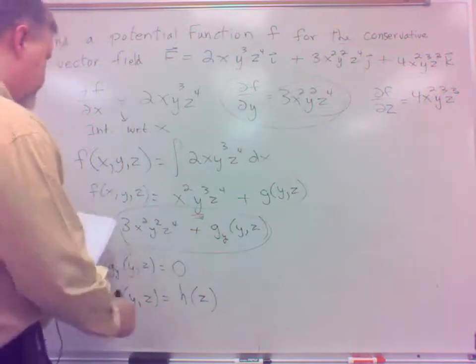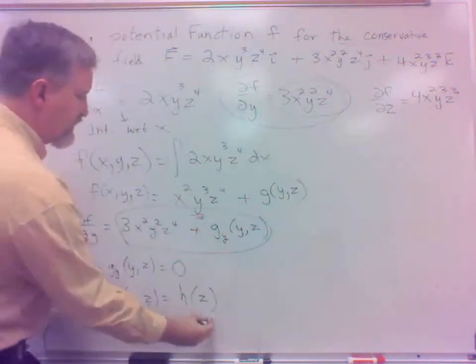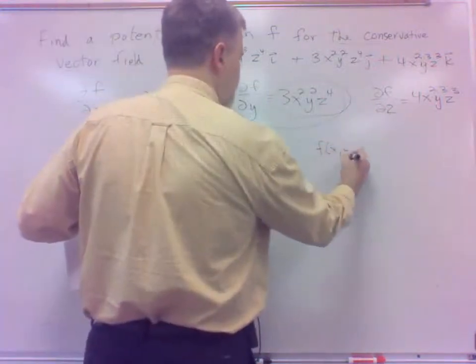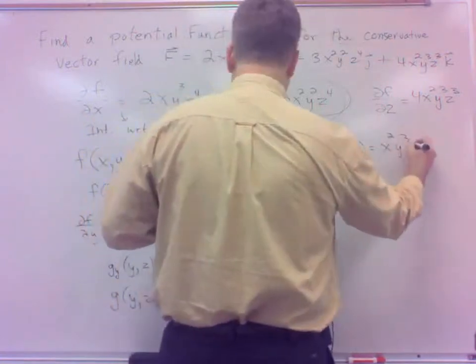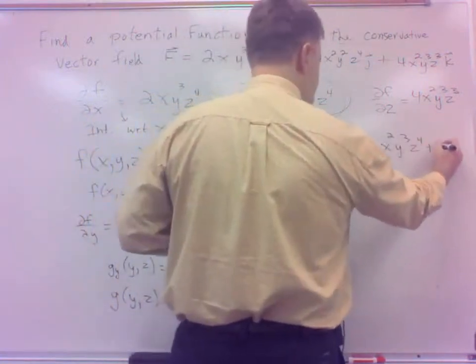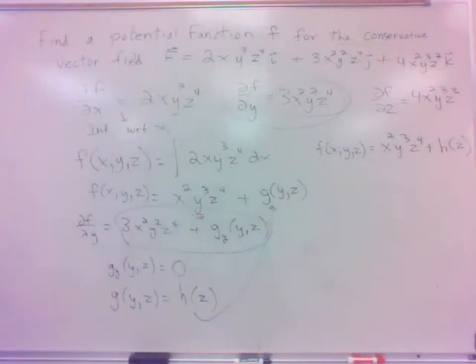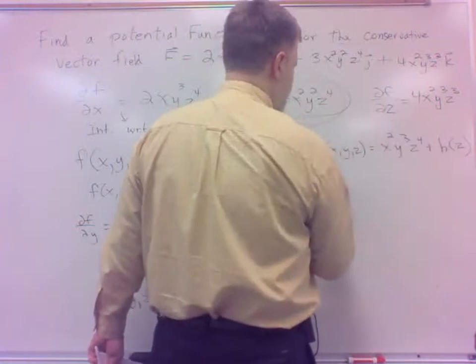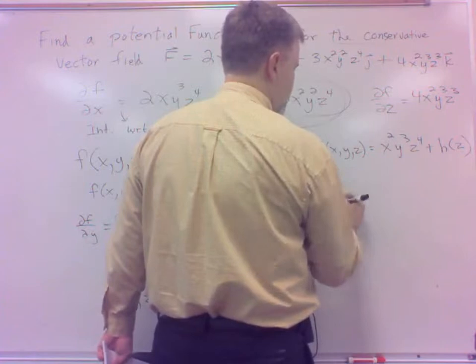So here's what we can say then. We can say that if we know that g(y, z) is h of z, we now have that f of x, y, z equals x squared y cubed z to the fourth plus some function of z. Well, we still haven't utilized this one, so we know that the partial of f with respect to z has to equal that. So let's see what the partial of f with respect to z is here.